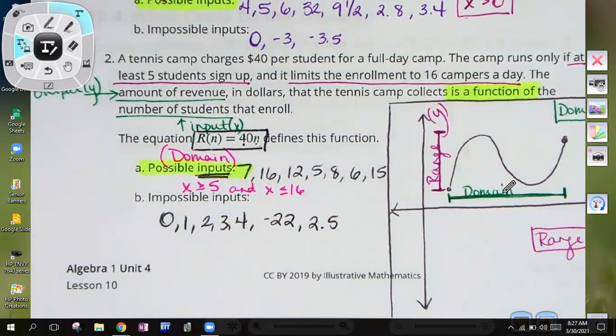All right, we also have one other specification that we have to make about it. Since we're talking about people, what kind of numbers do they have to be?